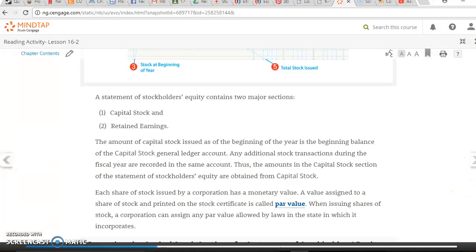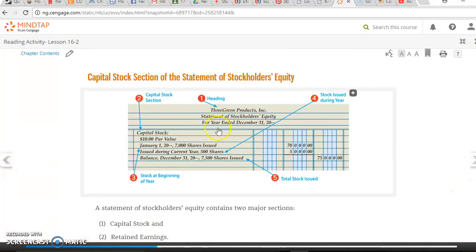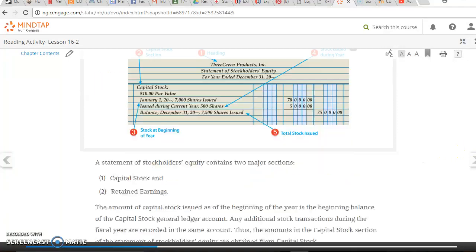So if we look back up here, this is the stock that they had at the beginning of the year. They issued more during the current year. They issued 500 shares at $10 par value. So 500 times 10 is 5,000. And then the new balance updated at the end of the year is 75,000 instead of 70,000.